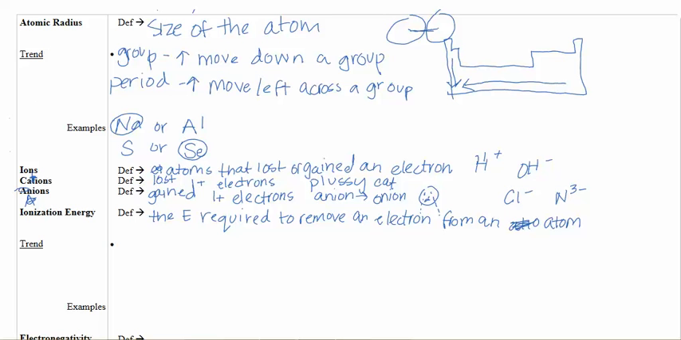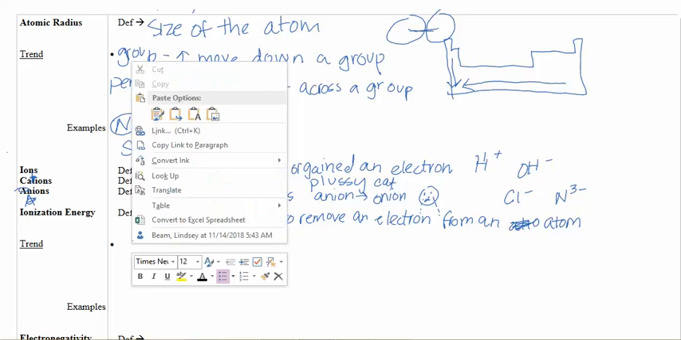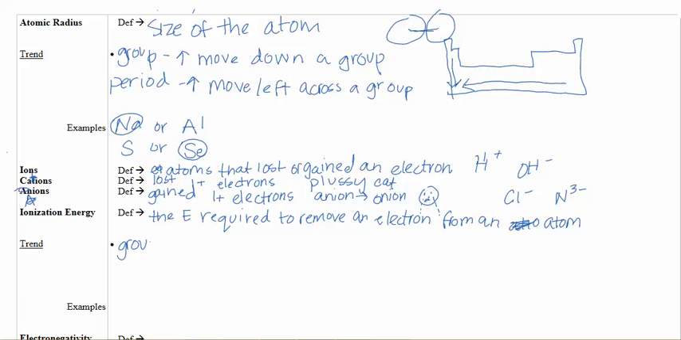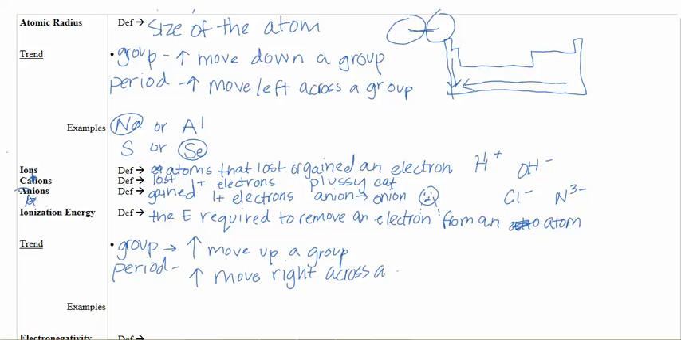All right, so the trend. The group trend is going to increase. So ionization energy, it becomes harder to remove an electron from an atom as you move up a group. Remember, groups are the columns and periods are the rows. The period trend is that it increases as you move right across a period.